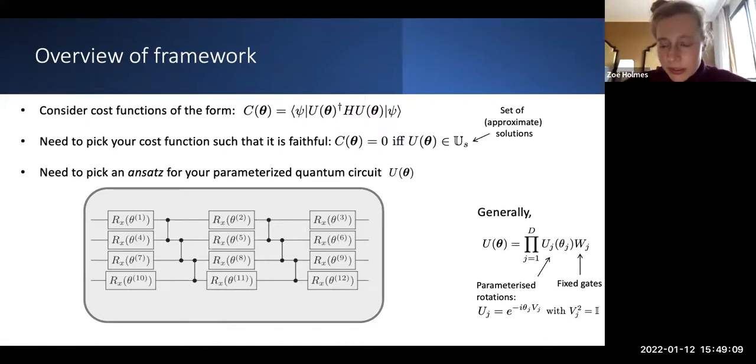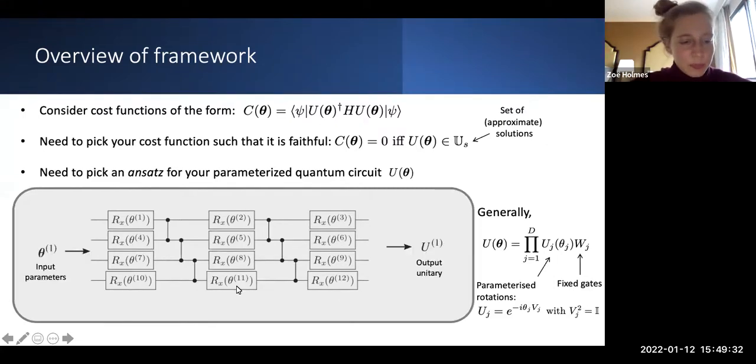So what I was going to say is this ansatz structure is very general. Note that the Wj's can change between layers. They could be highly non-local gates, ditto for the parameterized rotations. The only constraint that I'm going to put on is that I'm going to assume for now, at least, that the parameters are uncorrelated.